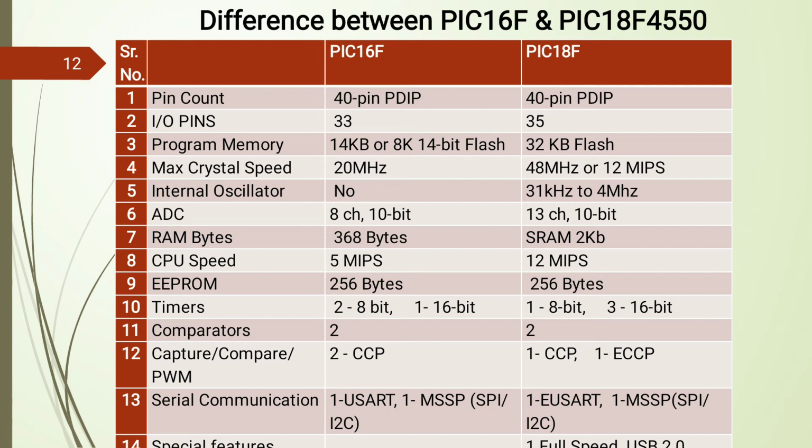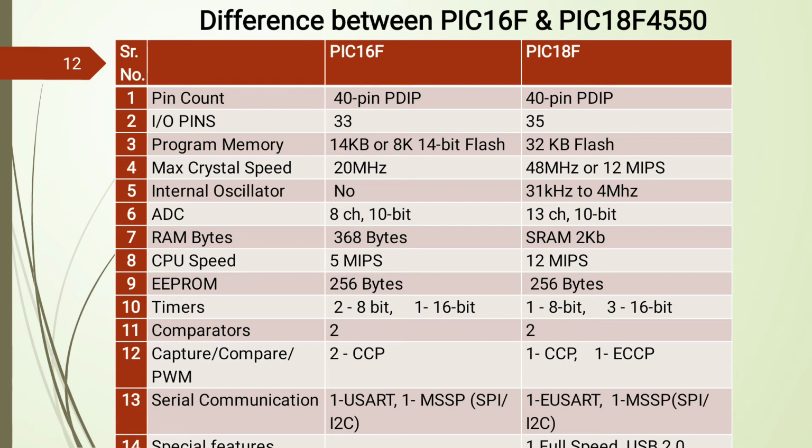Here in case of PIC18F, flash type of program memory is used, but the range of this flash program memory is 32 kilobytes, which is much higher as compared to the 16F program memory. After that, the maximum crystal oscillator speed connected to the controller is, in case of PIC 16F, 20 megahertz, that is from 0 to 20 megahertz. And in case of PIC 18F, the maximum crystal oscillator range is up to 48 megahertz.